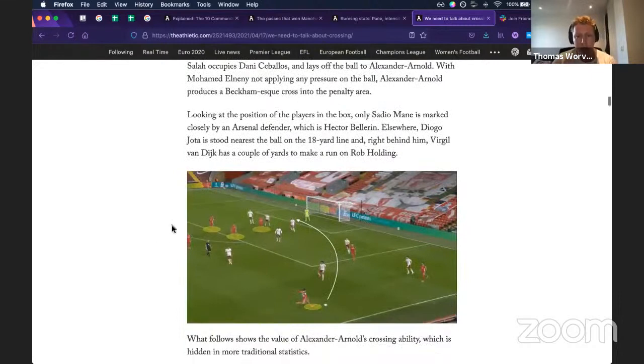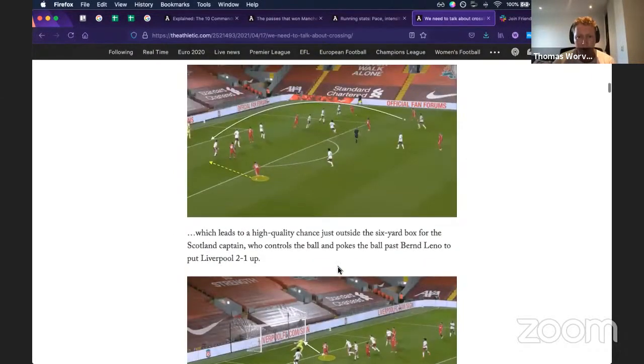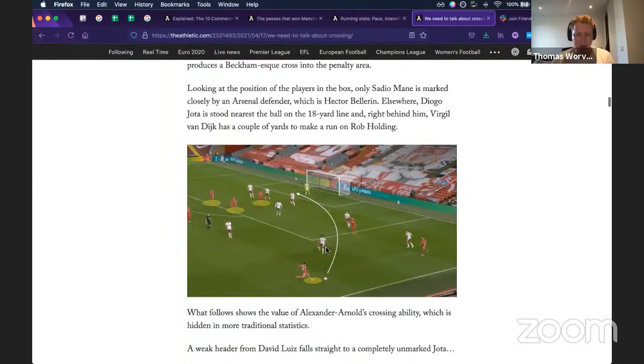And then this one here is a cross that's probably a lot deeper from Trent, or at least looks it from the video. And there's no clear option in the box. There's a late-ish run here from Van Dijk, but he's too far away from Holding to really threaten him.